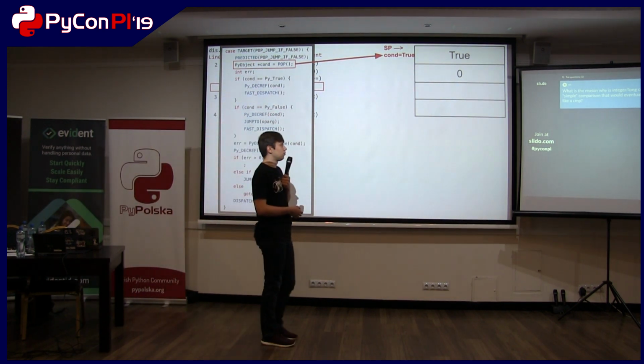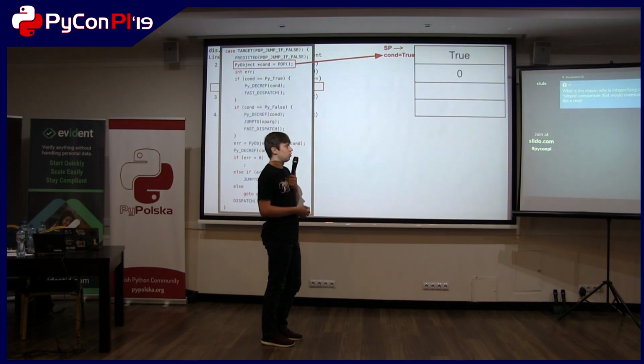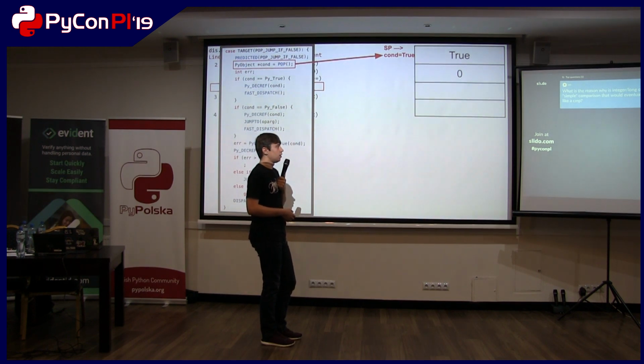And we have a question. What is the reason why integer or long comparison is not using some simple comparison that would eventually translate to something like a CMP?